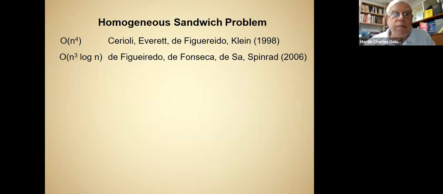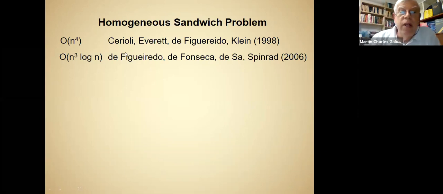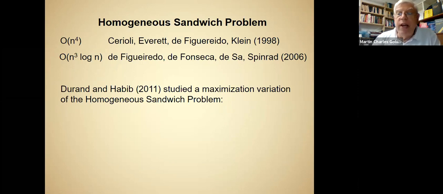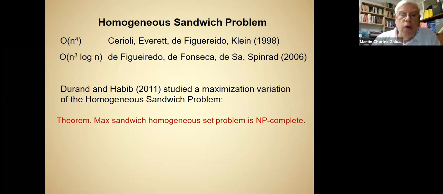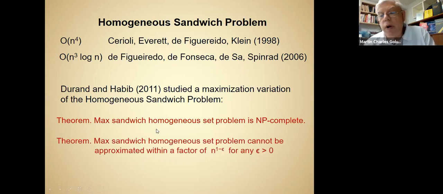Now, the homogeneous sandwich problem was studied in Brazil. And the first paper in 1998 had an algorithm of n to the fourth that was slightly improved later on to lower it by one order of magnitude, adding in a log. Then Durand and Habib studied a maximization variation of this sandwich problem and showed that that problem was NP complete. So here it was just the straight homogeneous sandwich problem, but if you add a maximization criteria, then it blows up to be NP complete. And it cannot even be approximated to a factor of one minus epsilon.